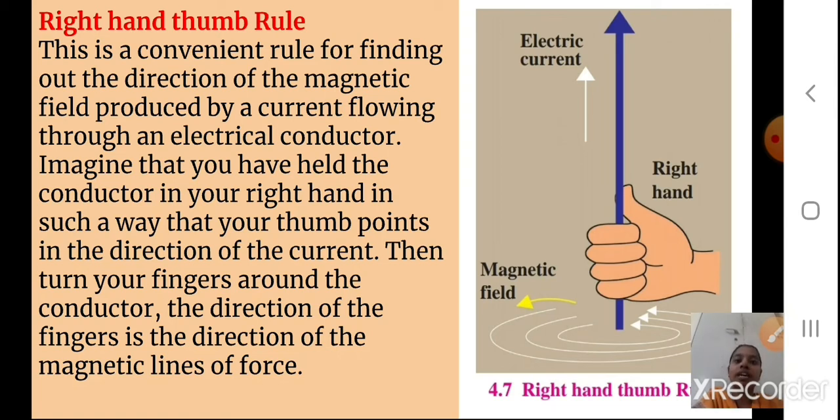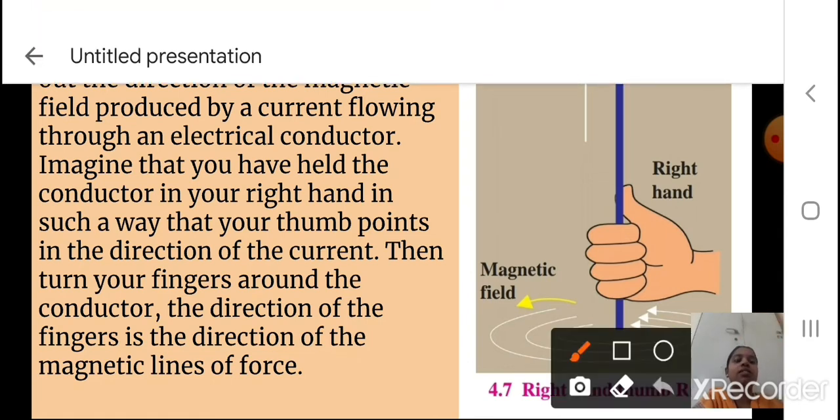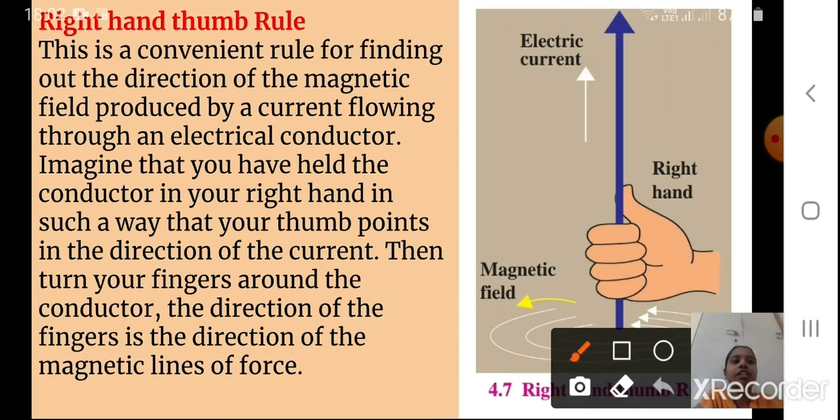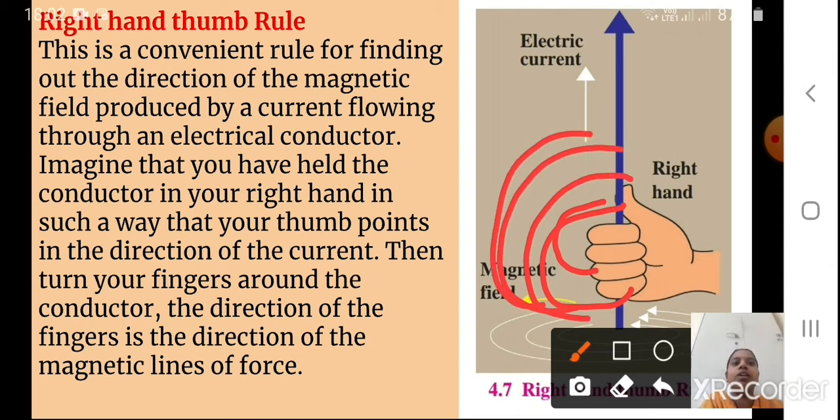Yes, so your turned fingers around the conductor means this part. See here, you can see these are my turned fingers, right? So these turned fingers, the direction of the fingers is the direction of the magnetic lines of force. So my magnetic lines of force will be like this, all in this way. Okay, students, did you understand? And up will be my direction of the electric current. Okay, students, I hope you understood this.